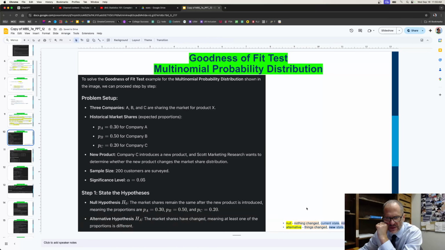And perfect. So here, the null hypothesis, the market shares remain the same after the new product is introduced. So nothing changed. It's the current state. It's the status quo. There's no change. And we have equality in our null hypothesis. The alternative hypothesis is the market shares have changed, meaning at least one of the proportions is different.